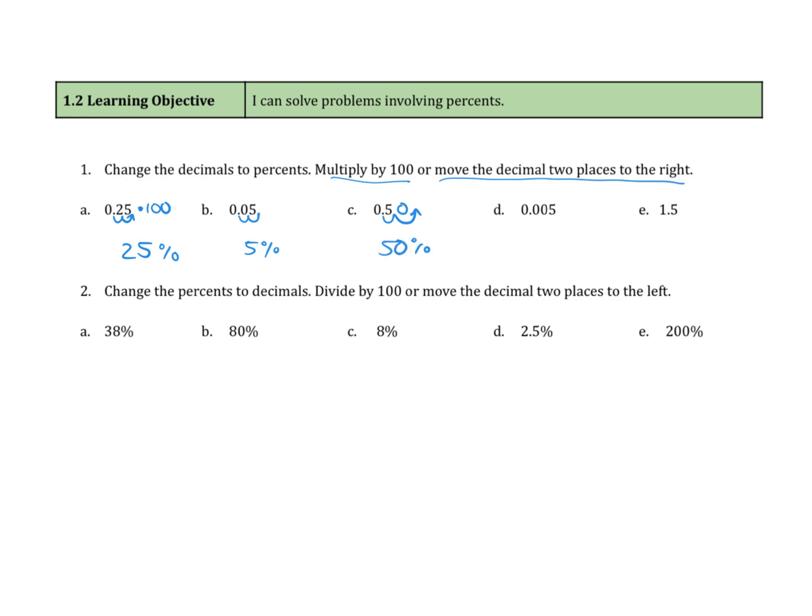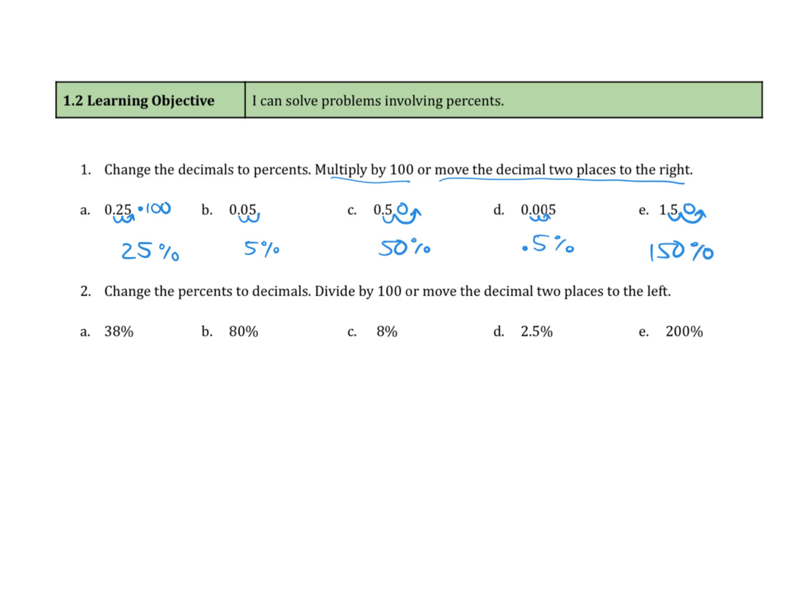In the next one, 2 places to the right, it ends up between the 0 and the 5, right there. So we get 0.5%, which is half of a percent, less than 1%. And in the next one, move it once, add a 0, move it again, it ends up being 150%.